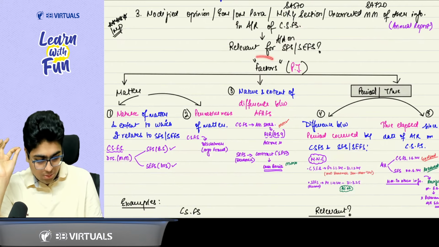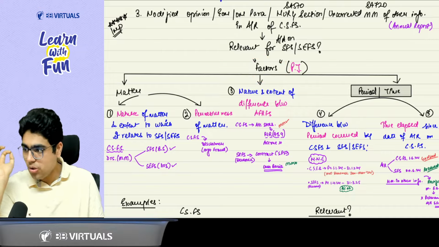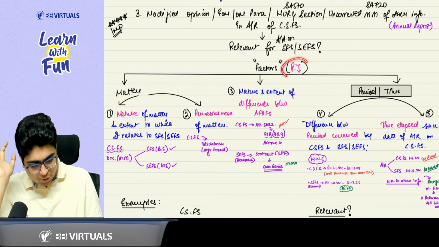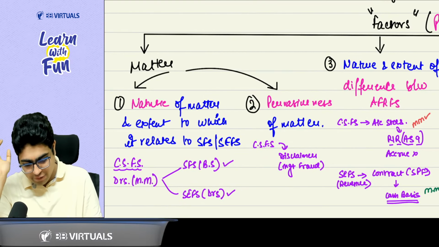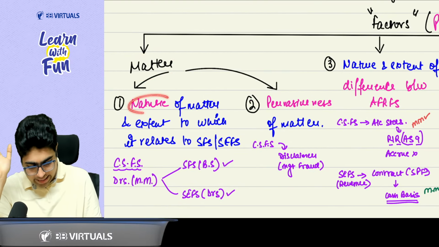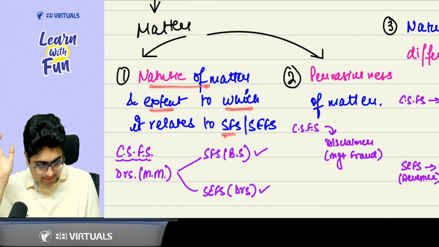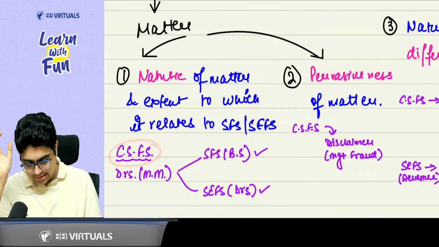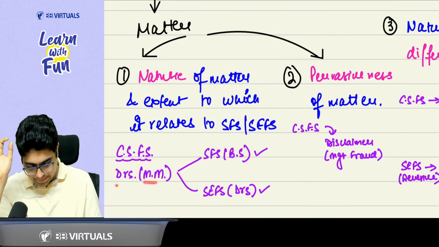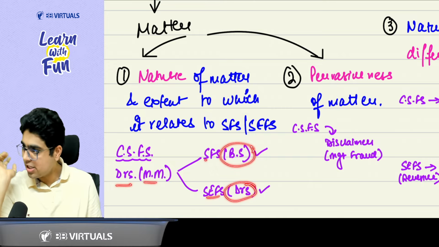For this, you need to consider these factors. Now, how do you consider these factors? You need to apply professional judgment and understand all the factors properly. First of all, you need to understand the nature of the matter and the extent to which it relates to SFS or SEFS. For example, in the complete set of financial statements, there is a material misstatement in debtors. So it is related to the balance sheet, to debtors. Got it? Got it, sir.